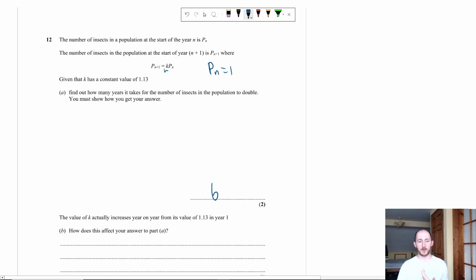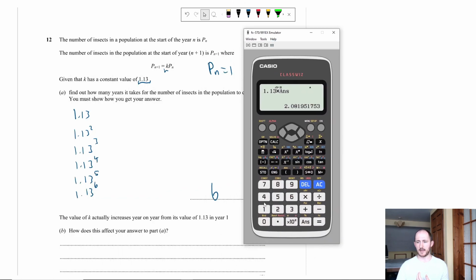The other way that you might see in mark schemes or online is that each time we're just timesing by 1.13, right? So in the first year, we're doing 1.13. The second year, we're doing 1.13 squared. Third year, 1.13 cubed. Fourth year, 1.13 to the power 4. So you can do something like this, which in my opinion takes a bit longer. So I would prefer to do the first method that I showed you. But you can just do it this way.